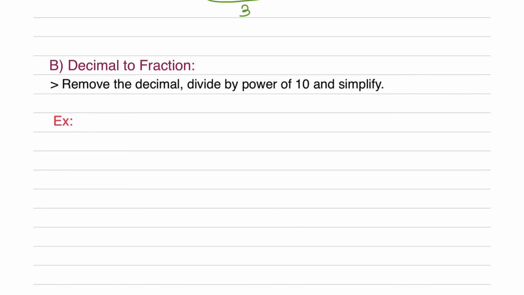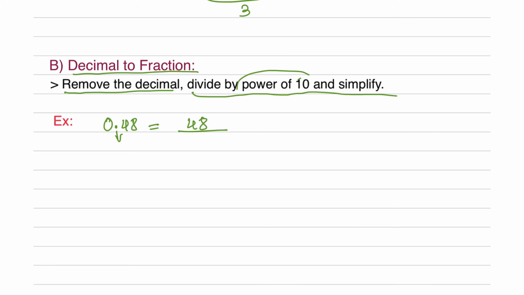Now let us learn how to convert decimal to fraction. So first what we have to do? Remove the decimal, divide by a power of 10 and simplify. Let us understand with one example, 0.48. First remove this decimal point and write it in the numerator, 48. Divide it by a power of 10, means keep as many zeros as the digits after the decimal point. Here 2 digits are there after the decimal point. You can keep 2 zeros, 100. And now simplify. 4 ones are 4, 4 twos are 8, 4 twenty-fives are 100. So 12 by 25 is the fraction.